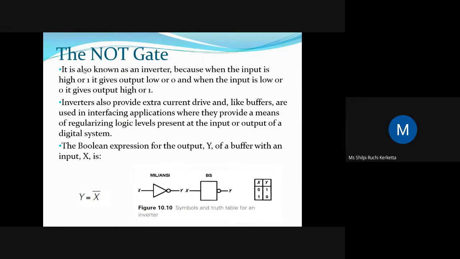So this NOT gate, we also call it an inverter. Why are we calling it an inverter? Because if we give a 1, it will produce a 0. So 1 means high signal. If we give a high signal, then it will give a low signal when passed through a NOT gate. And if you give a low signal, then it will produce a high signal. It's just the opposite. What does inverter mean? It means it is inverting. So that's why it's called an inverter.